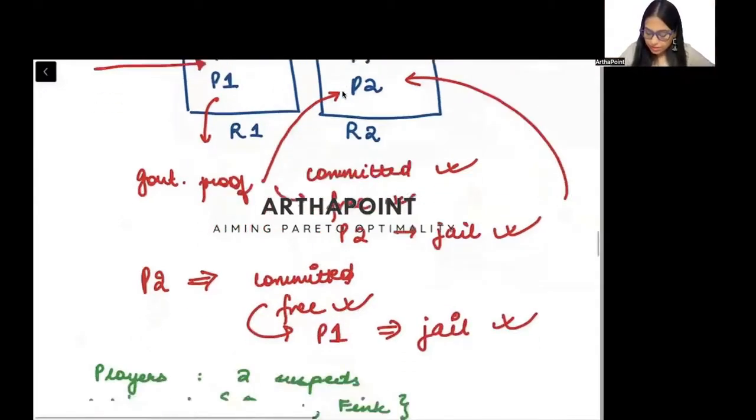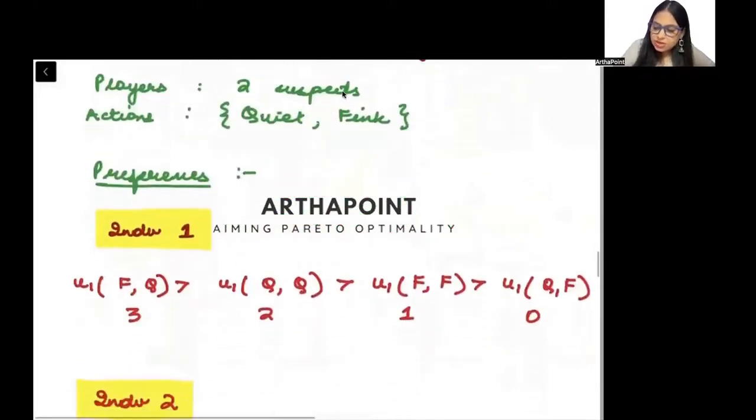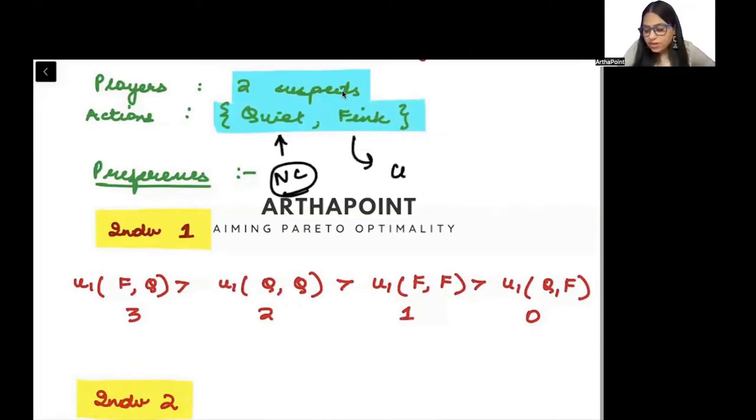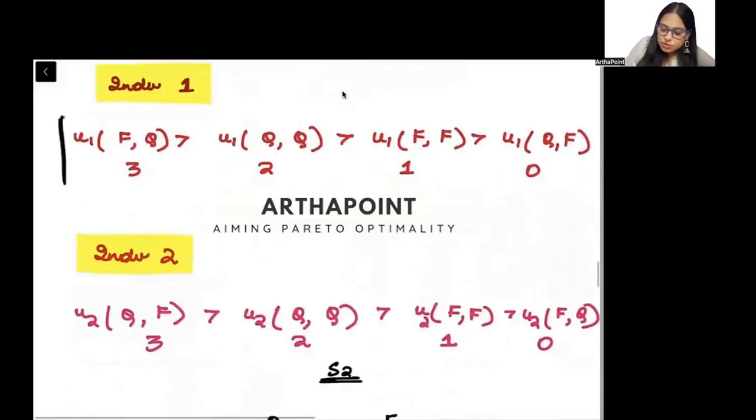अब देखो ध्यान से. Who are the players, beta? There are two suspects, two prisoners. They are the players of this game. What are the options they have? Either to be quiet or to confess. So either they can not commit to the crime, they can keep quiet, or they can go ahead and they can commit to the crime.